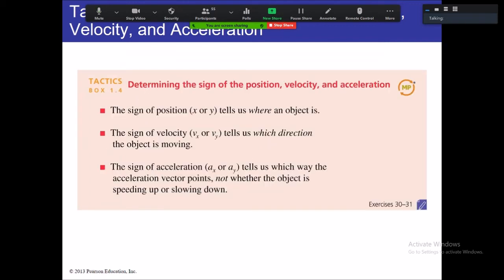All right. So, in summary here, the sign of position tells you where the object is located. The sign of the velocity tells you which direction it moves. The sign of the acceleration tells you which way the acceleration vector points, not if the object is speeding up or slowing down. How do you know if you're speeding up or slowing down? The way you know is you compare your acceleration and your velocity vectors together. That's how you know. Okay?